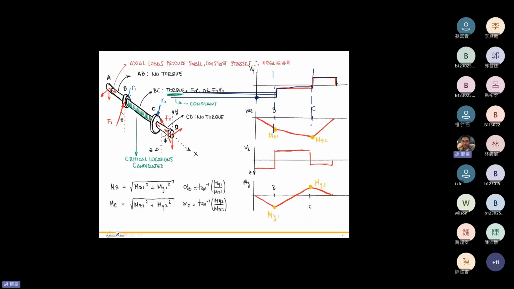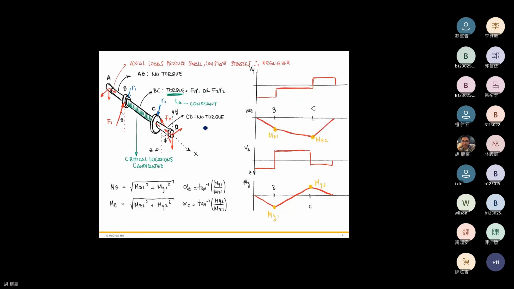Then you can plot the moment diagram from the shear diagram. From A to B it is flat, and of course for this moment diagram it will be a linear relation. Similarly, for this flat shear, we get this linear moment.